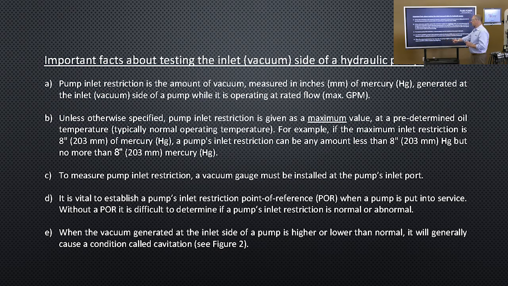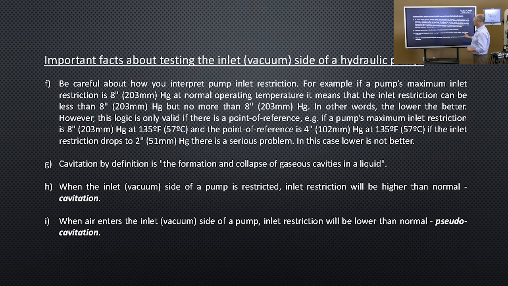When the vacuum generated at the inlet side of a pump is higher or lower than normal, it will generally cause a condition called cavitation. Be careful how you interpret pump inlet restriction. For example, if a pump's maximum inlet restriction is 8 inches of mercury at normal operating temperature, it means the inlet restriction can be less than 8 inches of mercury, but no more than 8. In other words, the lower the better.